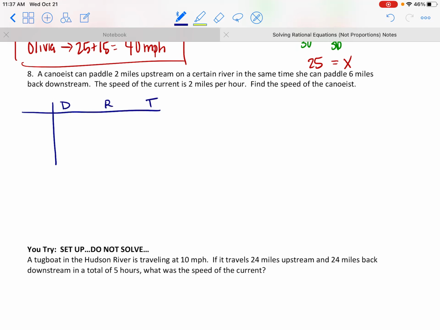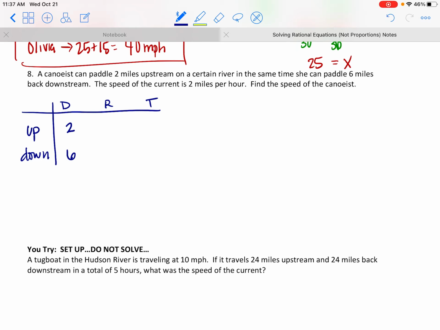So again, let's try to organize this into a table. Distance, rate, and time is going to go into the table. And it's 1 person, but she's making a trip upstream, and then she's making another trip back downstream. And I can't fit all that in there nicely, so let's just say up and down. How about that? Okay, so it says she can paddle 2 miles upstream, distance up is 2. In the same time, she can paddle 6 miles back down, so distance down is 6. The speed of the current is 2 miles per hour. We're going to be looking for her speed.